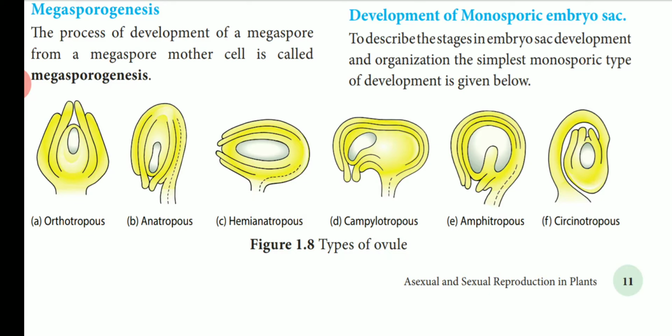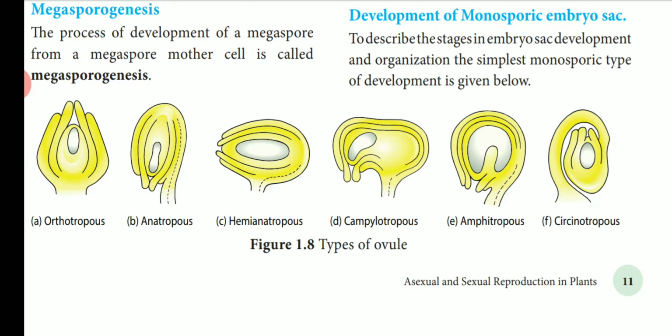The third one is hemitropous. In this type of ovule, the ovule is placed at right angles to the funicle. So it is 90 degrees, the ovule is at right angle to the funicle. See the third diagram, that is hemianatropous. The ovule is placed at the right angle to the funicle. We can see that in Primulaceae.